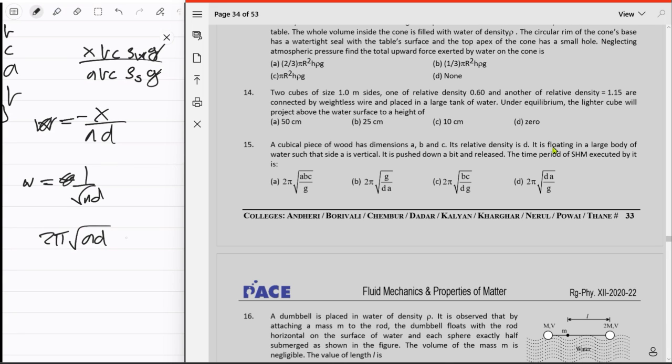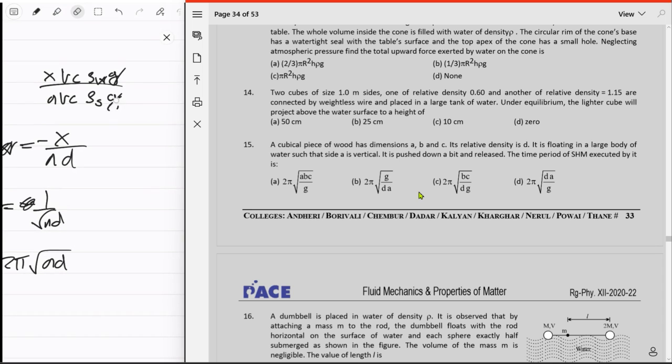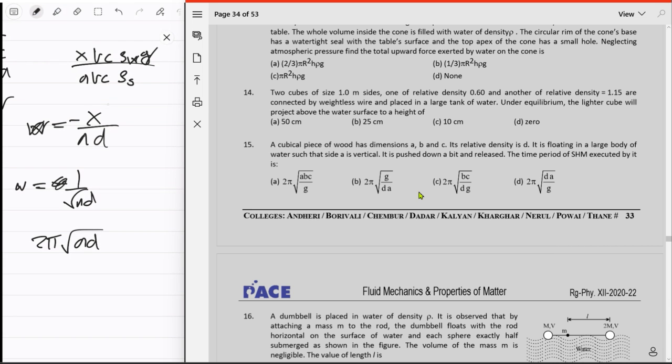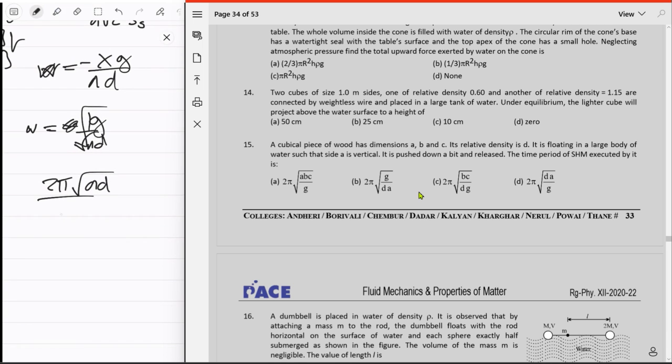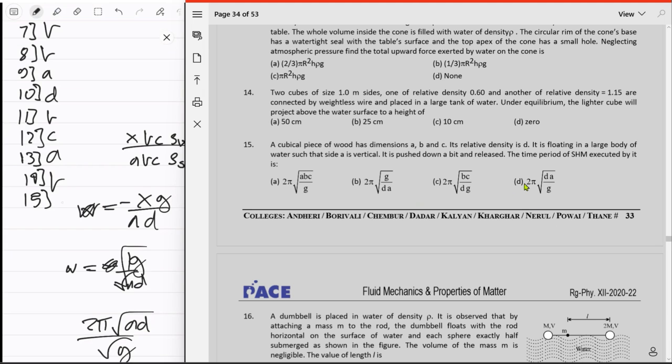Oh, okay, they didn't give us that. And g is involved in there somehow. Wait. Oh, we just want the mass, not the weight. That's why g is involved. So it should actually have this and upon square root of g. So 2 pi square root of AD upon g, which is option D, I think. Next question.